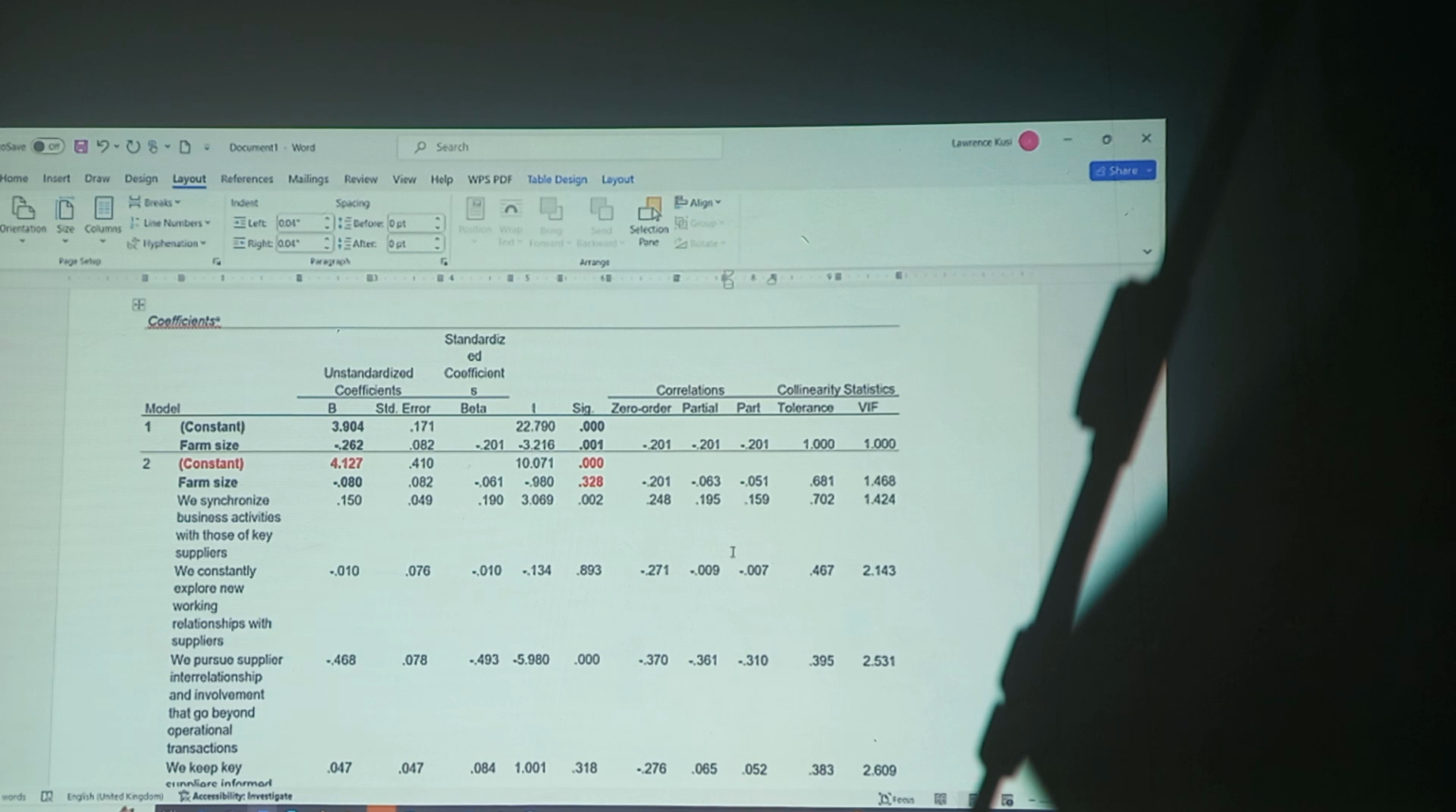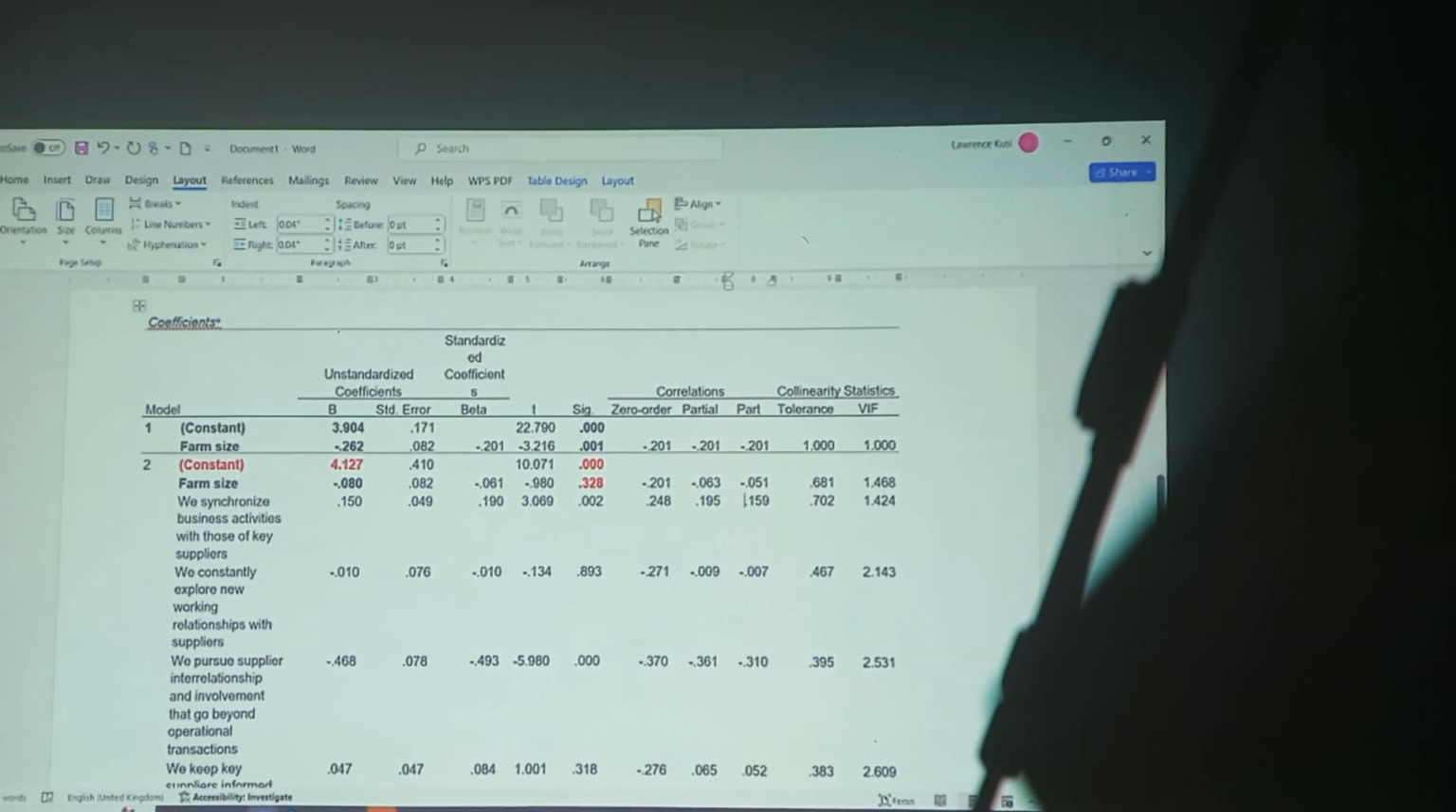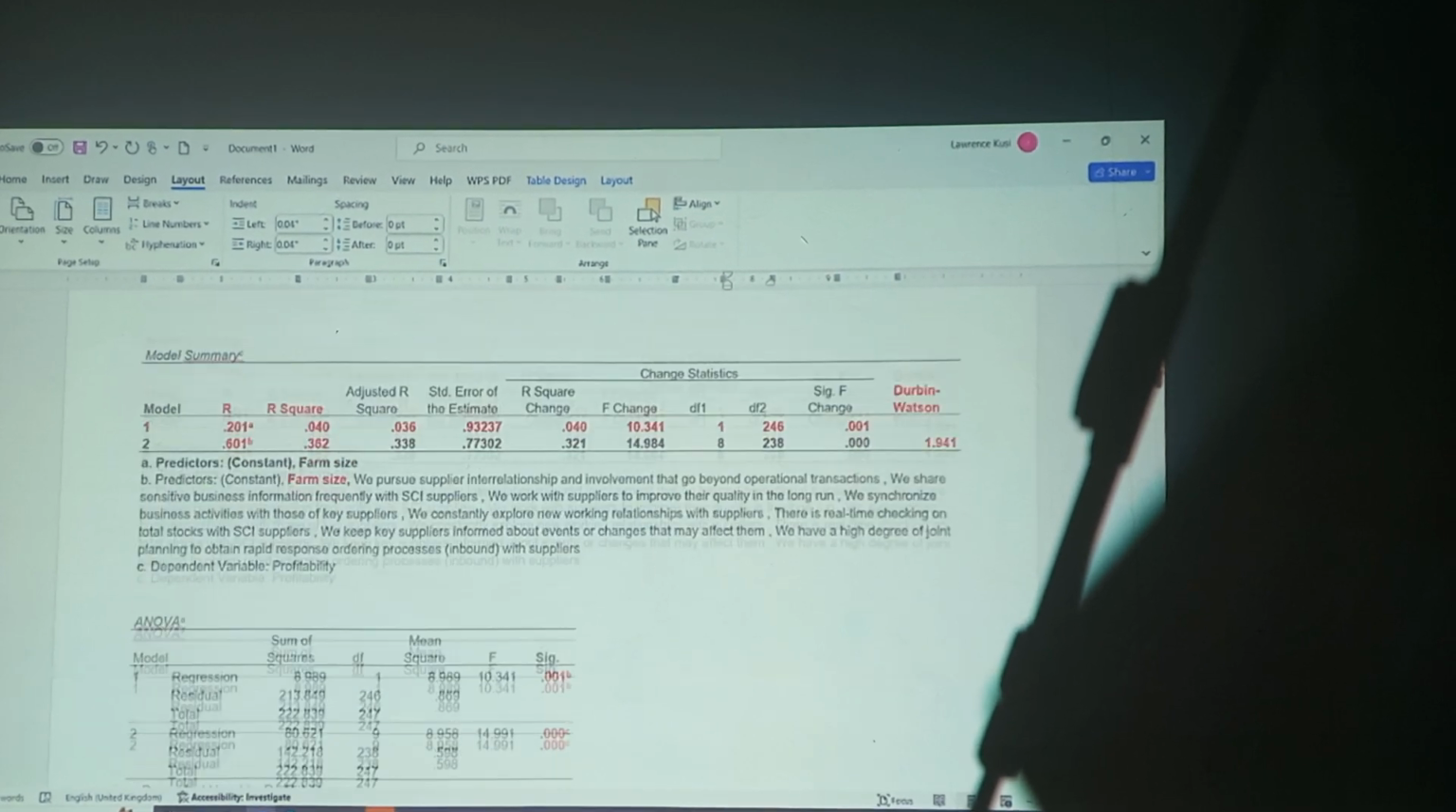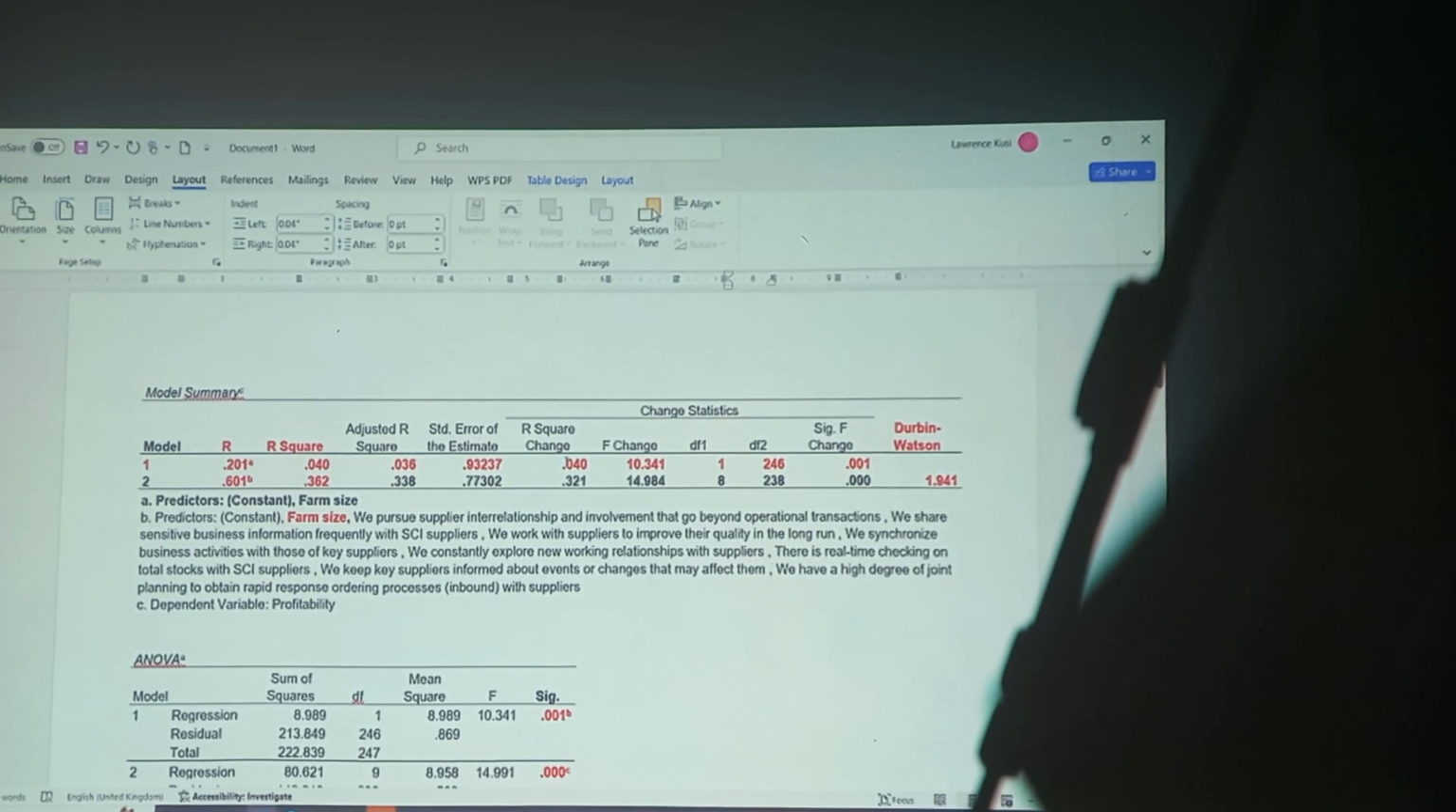If you don't control for firm size, you overestimate that the factors account for 36.2. But when you check the R square change, when you control for firm size, it moved from 0.3 something to, this is what I'm talking about. It moved from 0.4 to what? 0.321.